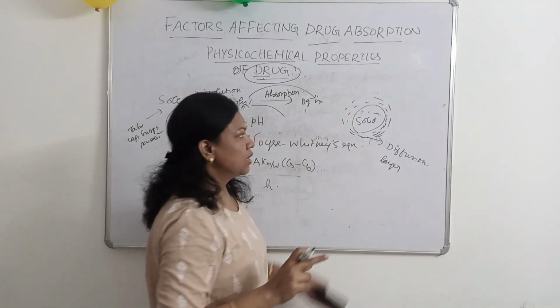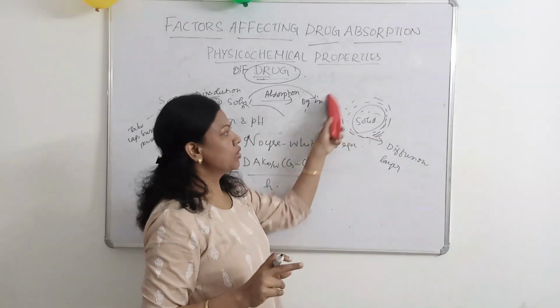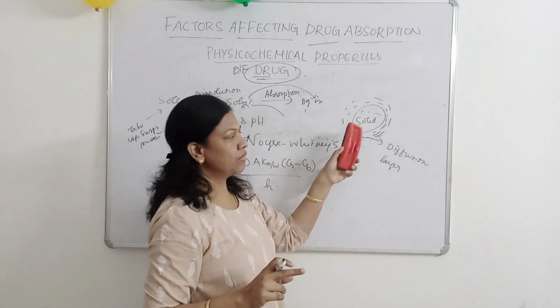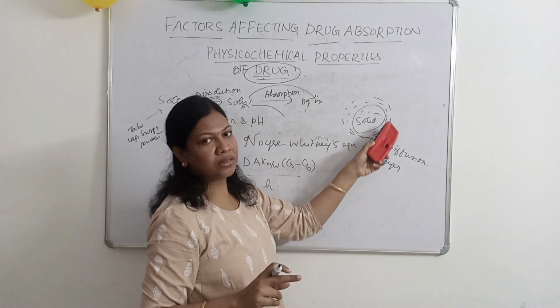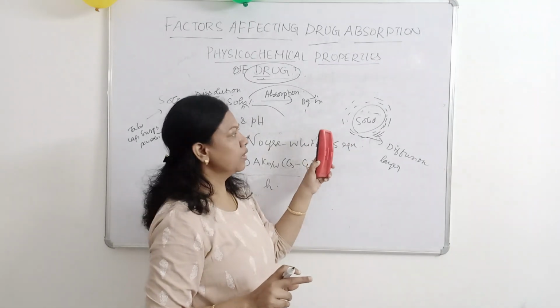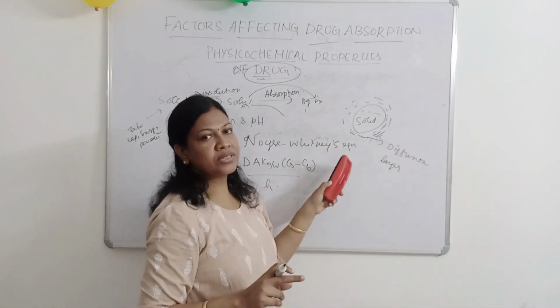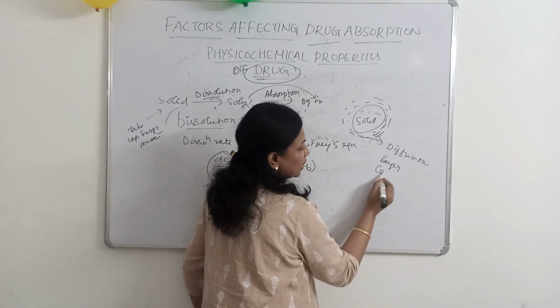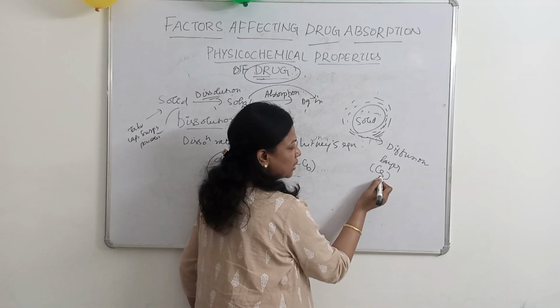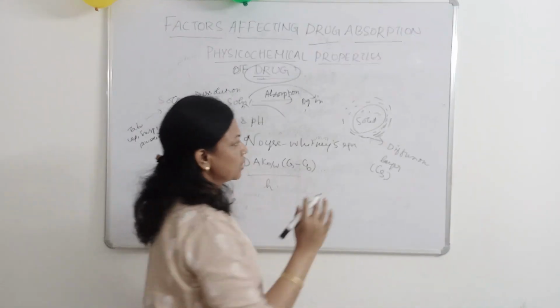What is this? Diffusion layer is the saturated solution of drug. When the drug gets dissolved, the drug's saturated concentration makes a layer around its surface, which is known as the diffusion layer. So the concentration of drug in the diffusion layer is CS, that is the saturated concentration.